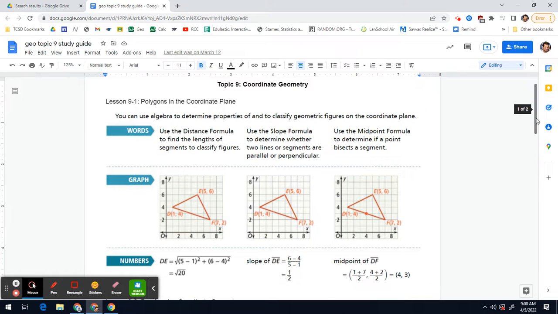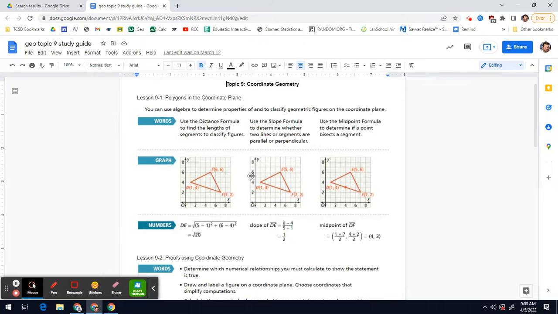All right, geometry OST review on topic 9, coordinate geometry. This is a huge, huge topic on the state test. Again, anytime they can combine algebra and geometry, they're going to do that, okay? So on the coordinate plane, you're going to have to find perimeter and area. Definitely going to have to do that, okay?